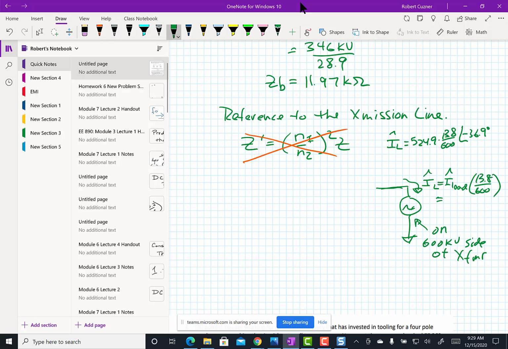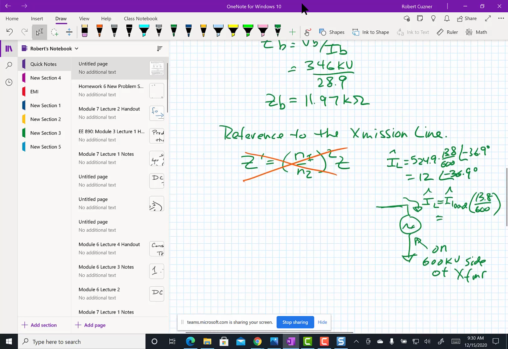So what is that? It actually ends up being around 12 amps. Here's where I think maybe 2 or 3 people got this right. If you got this right, you're pretty much home free if you do the voltage right. So that was 12 amps, 12 at negative 36.9. So now you think, what's the impedances on this line?